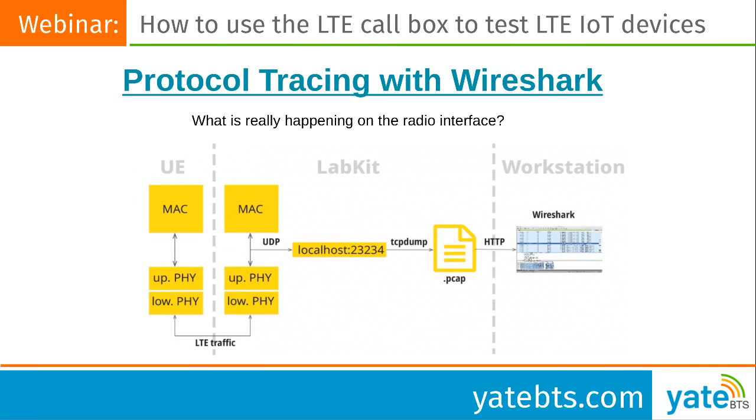So one of the first and really powerful tools that we have is protocol tracing with Wireshark. And this answers the question of what's really happening on the radio interface. So if you have a device that is not connecting to the network as quickly or as reliably as you expect, or if you have a device whose only IP interface is through your mobile networking connection, Wireshark gives you some visibility into what's going on there.